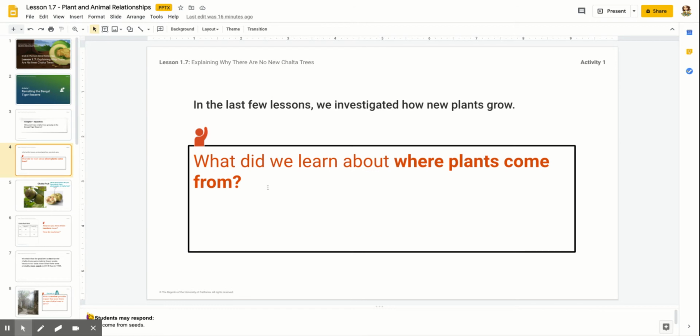So here's your first stop and jot. I want you to remember from the last lesson, we started to investigate how new plants grow. So we learned about seeds. So here's your first stop and jot. You're going to write down whatever you think, however you can answer this question. What did we learn about where plants come from?